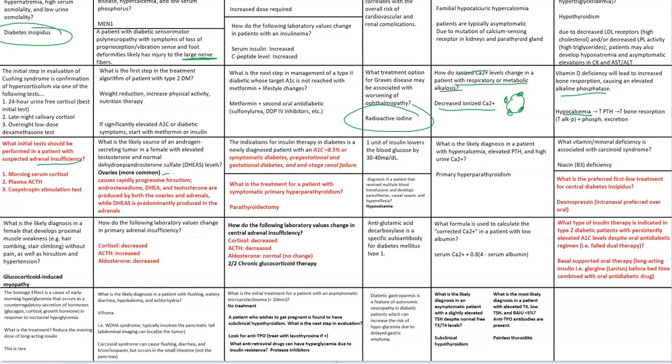What antiretroviral drugs can have hyperglycemia due to insulin resistance? Protease inhibitors. Diabetic gastroparesis is a feature of autonomic neuropathy in diabetic patients, which can increase the risk of hypoglycemia due to delayed gastric emptying.